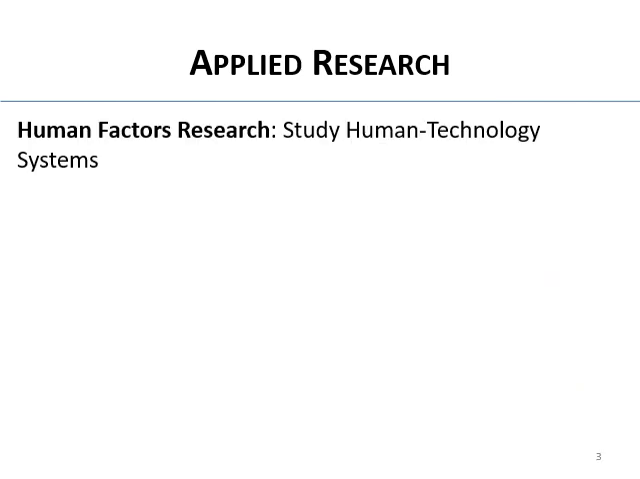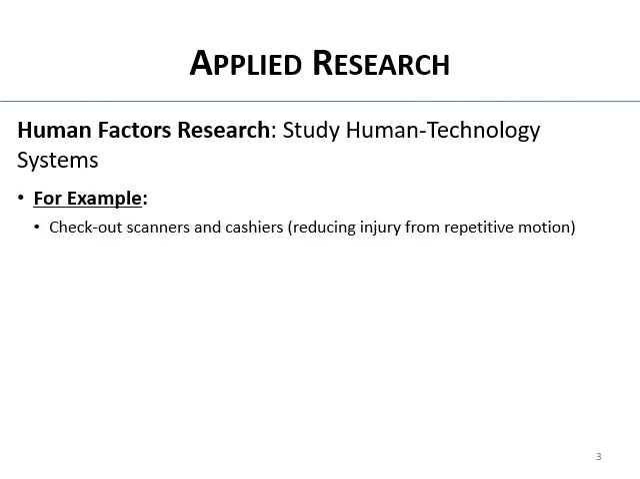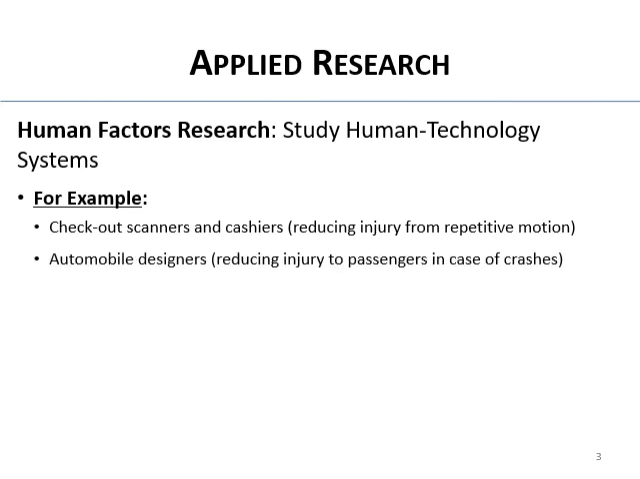So human factors research, again, is the study of human technology systems. So for example, checkout scanners and cashiers. For years, checkout personnel were getting wrist injuries because the scanners only scanned on the bottom, and so they were always flipping things and getting wrist injuries. So if you note now when you go to the supermarket, they have a scanner both on the bottom and on the side, and that's so they don't have to flip it, and that was discovered through human factors research. That was a way to reduce injuries.